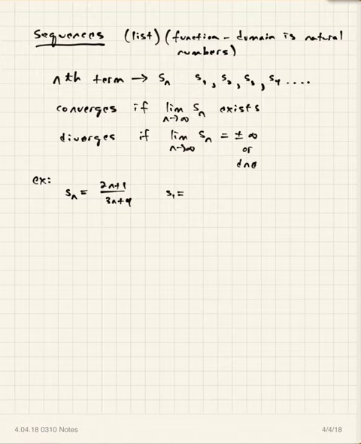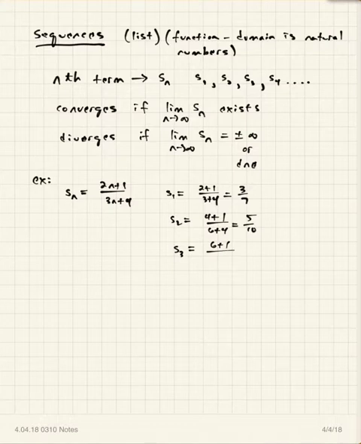So in the numerator that would be 2 plus 1 over, in the denominator, 3 plus 4, and you get 3 over 7. S sub 2 would be 4 plus 1 over 6 plus 4, and so that'd be 5 over 10, or 1/2. S sub 3 would be 6 plus 1 over 9 plus 4, and so that'd be 7/13, and so on. So the first three terms of the sequence are 3/7, 5/10, or 1/2, and 7/13, and then that sequence would continue on like that.